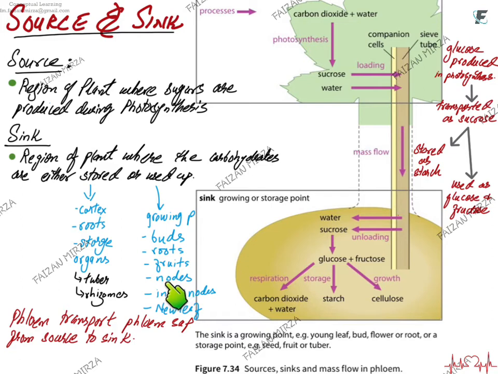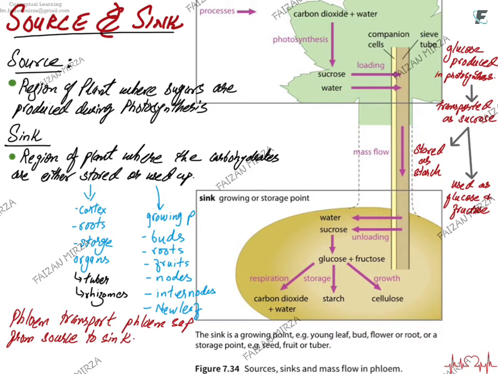Nodes are the region where the new leaf will grow, and internode is the distance between the two leaf stalks, the petioles, and the new leaf. Yes. So phloem transport is the movement of phloem sap from source to sink in most cases. Or it could be from one sink to another sink as well. But mainly it's from source to sink.